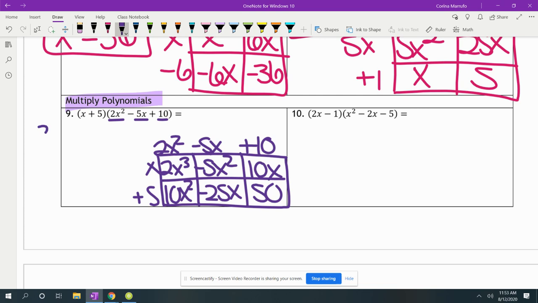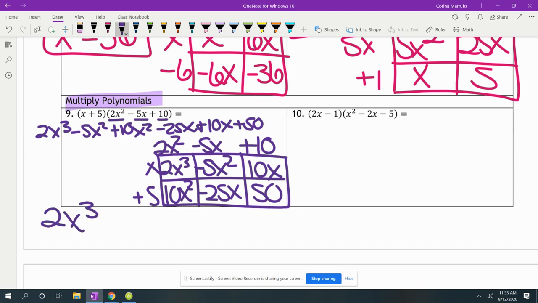So we start writing it all out. So we have 2x to the 3rd power minus 5x squared plus 10x squared minus 25x plus 10x plus 50. And then we have to combine our like terms. So we have 2x cubed, and then our like terms here, negative 5x squared and 10x squared, is going to give us a positive 5x squared. And then our next set of like terms are negative 25x and positive 10x. And that's going to give us a negative 15x plus 50.